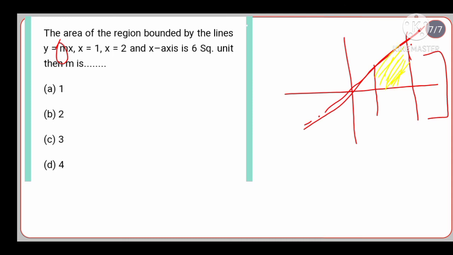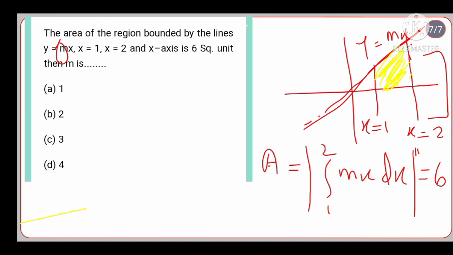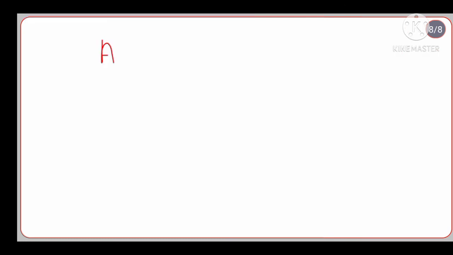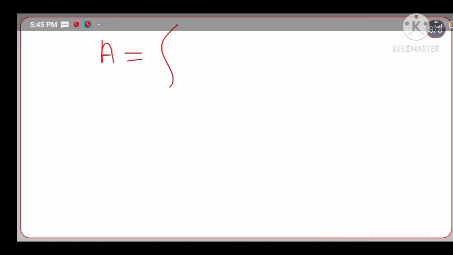So how will we find this area? See, what is given, we will use that. So we will find the value of the enclosed area. A is equal to, we will find this answer in modulus. So modulus of integration from 1 to 2 of mx dx, the whole mod, is equal to 6. So how will we find this? A equals, we will find this value in integration and mod.